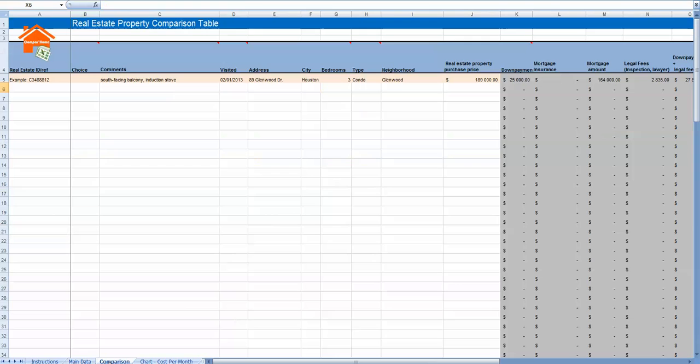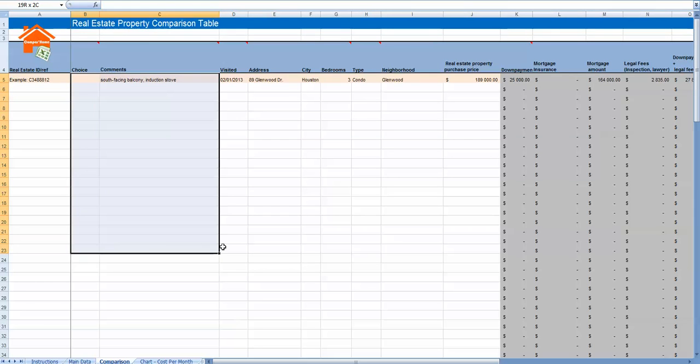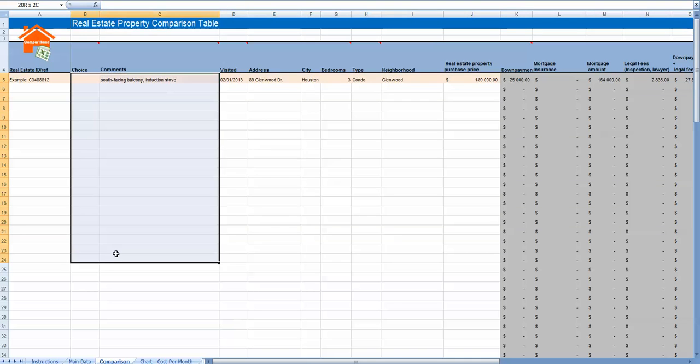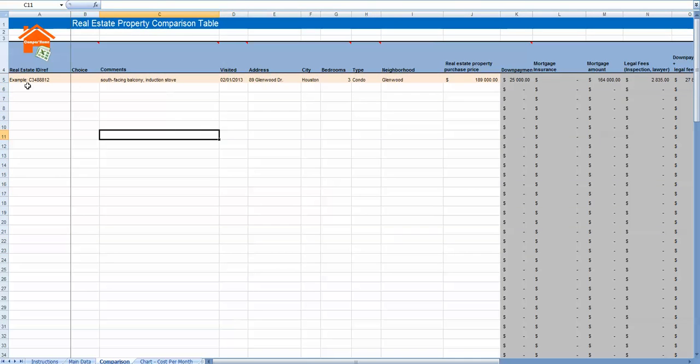Next tab is the real tab, the one we'll work with. Basically, here you're going to list all your properties, and this is going to be the characteristics, the features of each property. All right. So first column, you set up a real estate ID. Let's say you're visiting different properties with your realtor, he's going to give you an ID per property. You can set it up here, or you can put whatever you want.